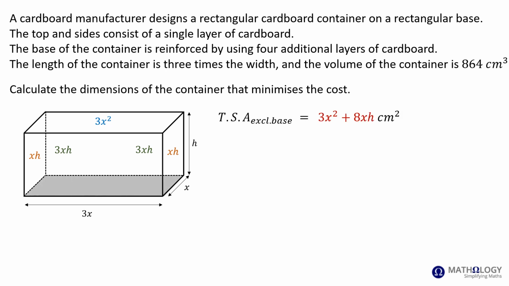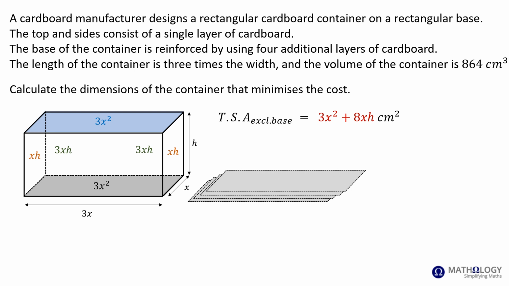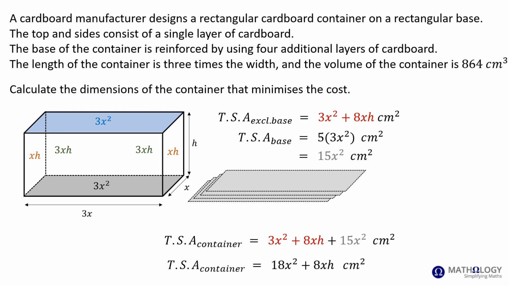The base has a surface area of 3x squared, just as the top surface does. However, the base is reinforced by 4 additional layers of cardboard, each of which has the same area of 3x squared. The total surface area of the base is therefore 5 times 3x squared, which equals 15x squared. The total surface area of the container is therefore 18x squared plus 8xh.